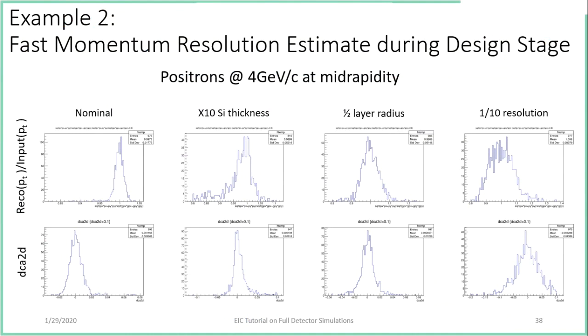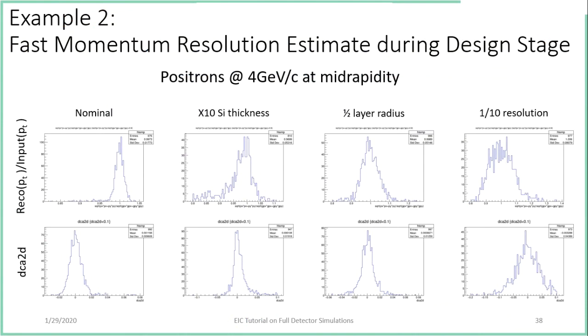If I play around with the radius, let's make this thing a lot thinner. So just using only half the radii for every layer. Again, you see that has a pretty bad impact on the momentum resolution, and also on the DCA. So these are playing around with the silicon itself.